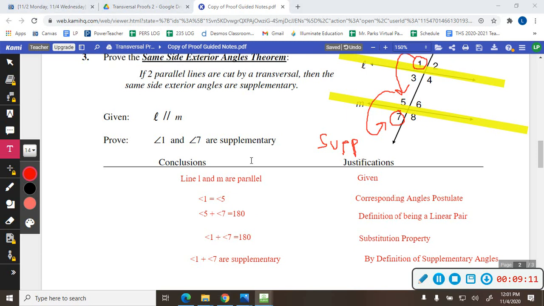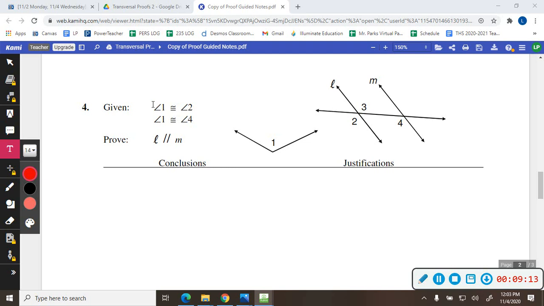Okay, on this proof, they tell us that angle 1 is congruent to angle 2. They tell us that angle 1 is congruent to angle 4. And they want me to prove that these lines are parallel. To prove a line is parallel, you're going to use the converse. And the converse says to show that two lines are parallel, you could use any of those theorems and postulates.